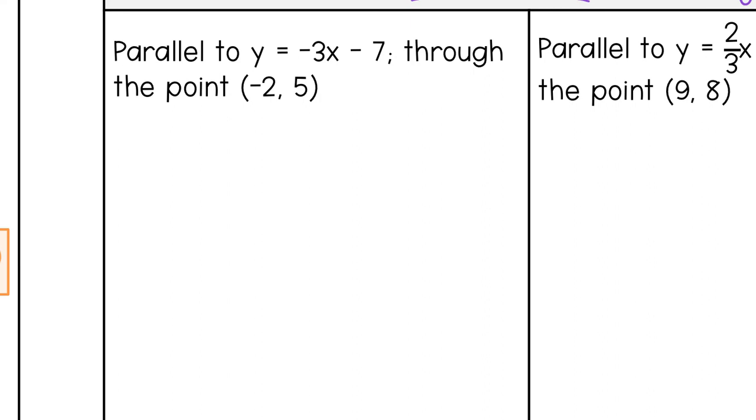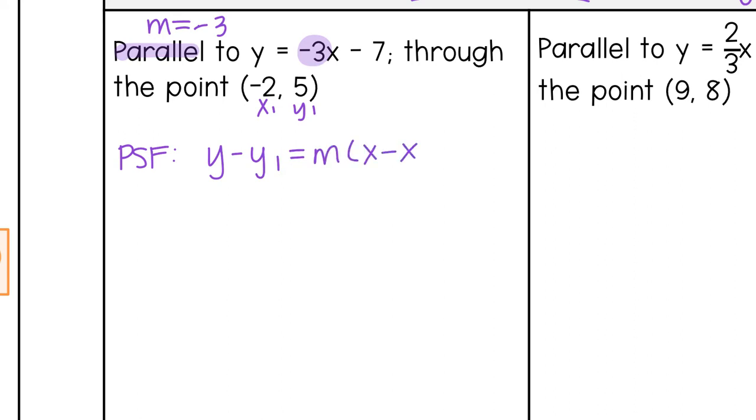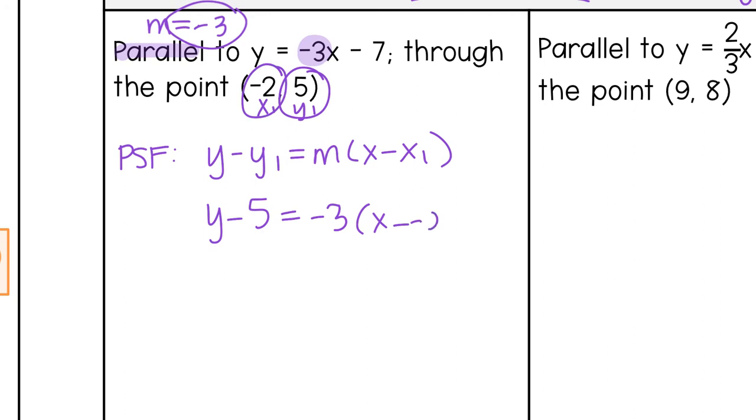Okay, so as far as slope, since we're dealing with parallel, we're just going to use the exact same slope. So m is equal to negative 3. And then our point, here's our x1, y1. So we're going to start out using point slope form. I'm just going to put PSF for point slope form. y minus y1 equals m times x minus x1. So let's fill this in. y minus y1 is 5 equals m, we're using negative 3, x minus x1 is negative 2. But double negative means that we change that to a plus sign.